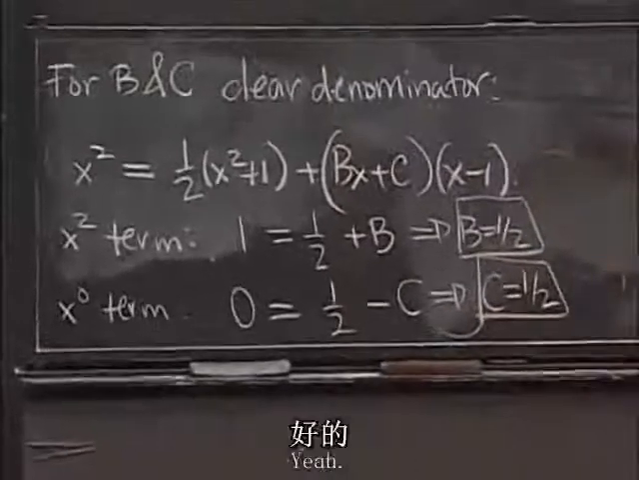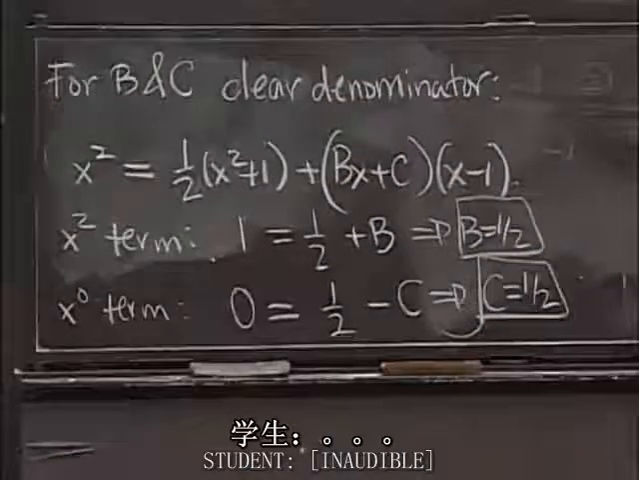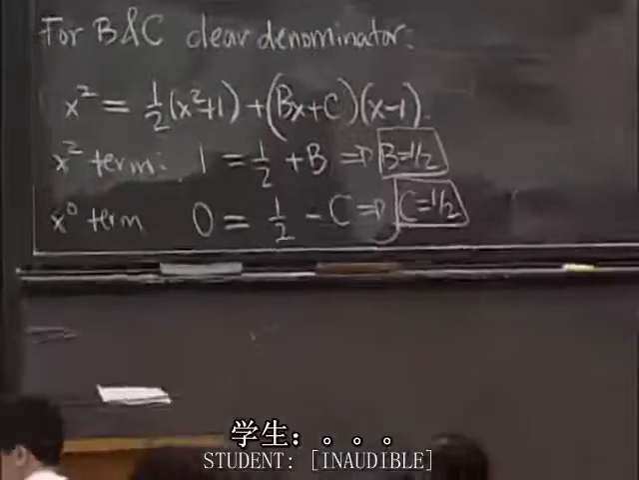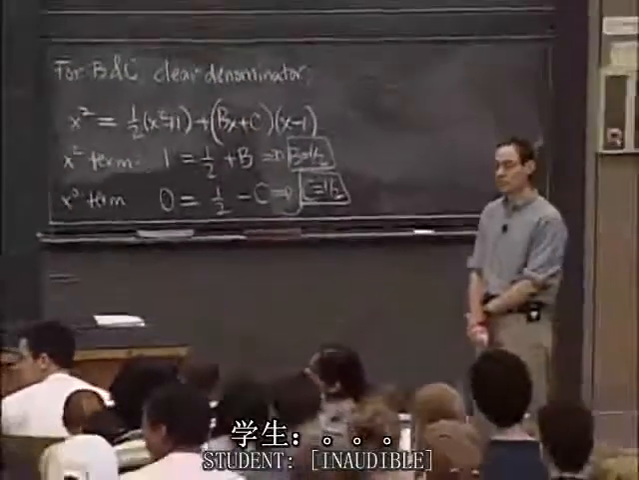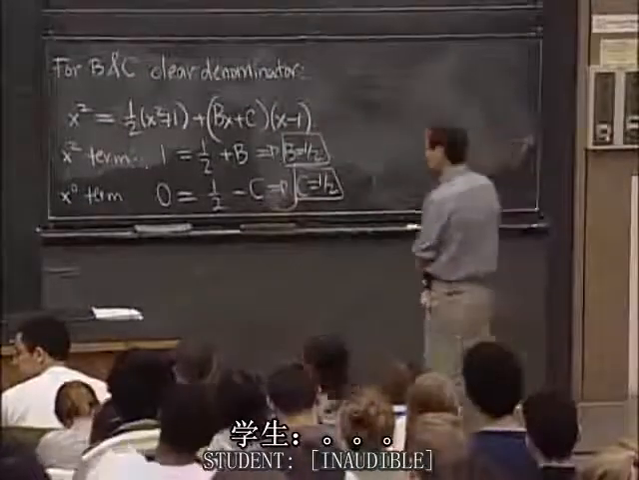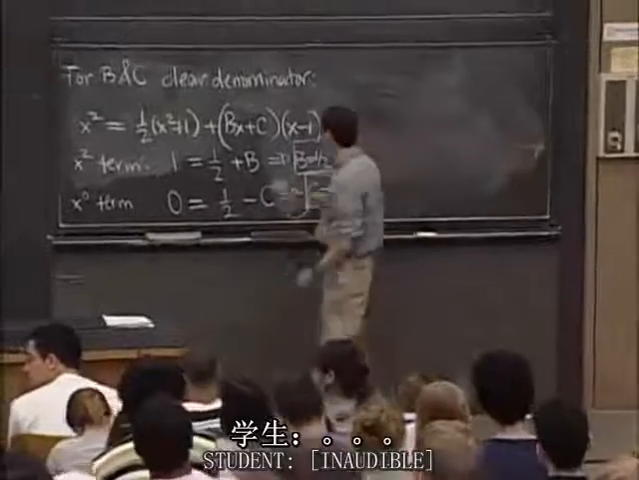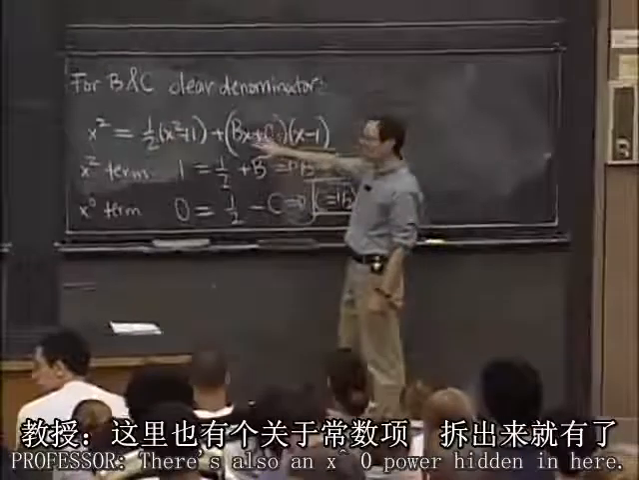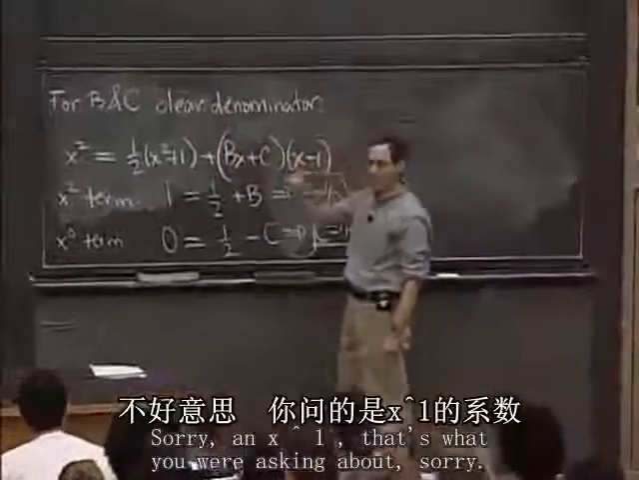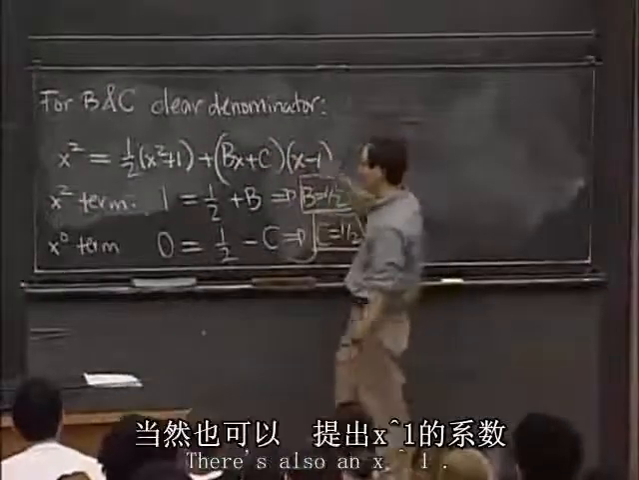Another question? Yeah? So I assume that if, when you multiply it out, you have an x term, you would put that in like an x to the first power. There's also an x to the 1 power hidden in there. That's what you were asking about.